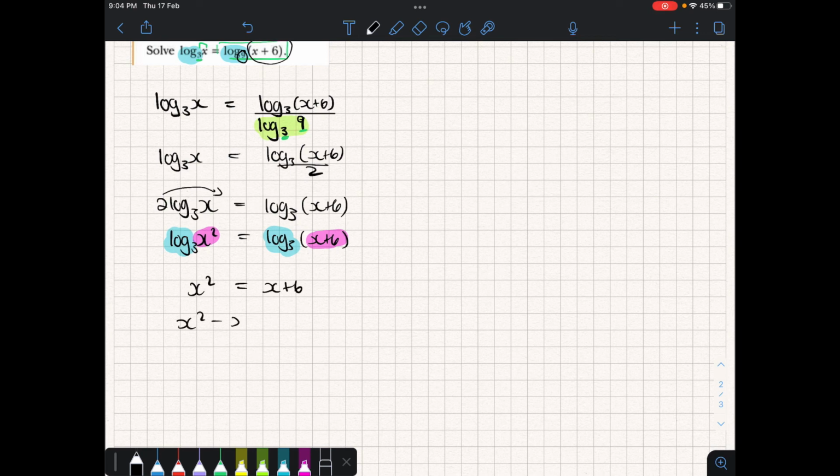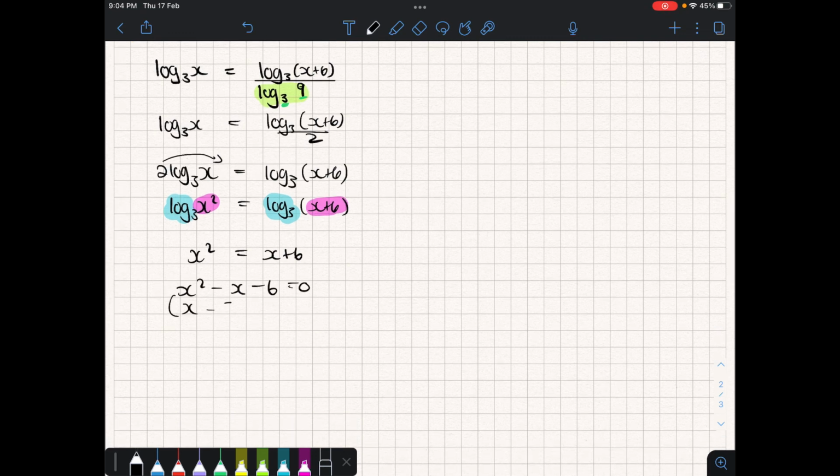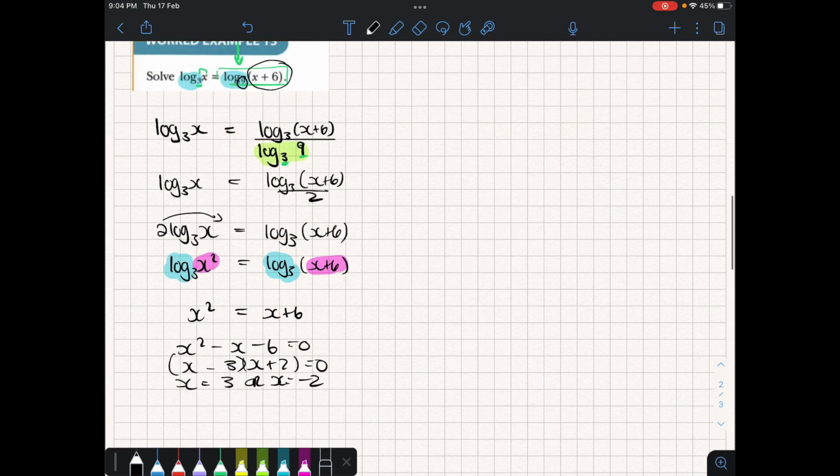And this is just a standard quadratic, right? So we can factorize. This is going to be (x minus 3)(x plus 2). And so x can be equal to 3, or x can be equal to minus 2. Now, the one thing we have to remember is this is a logarithmic equation, so we have to check all of our values. So let's check.